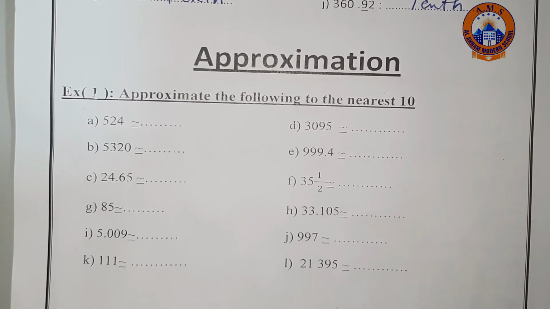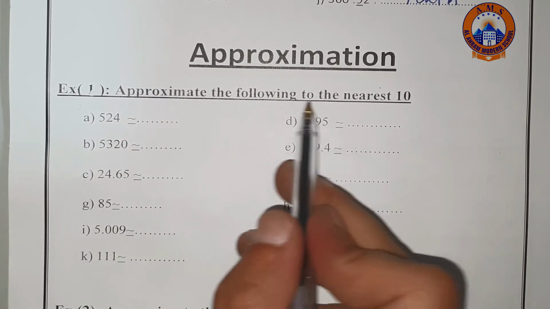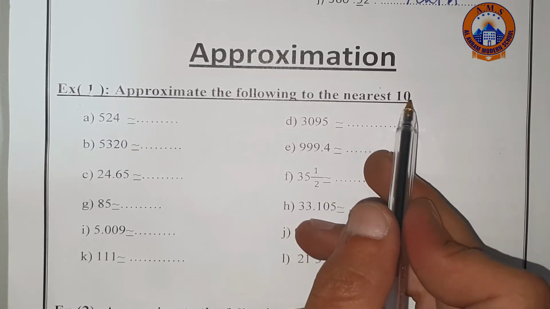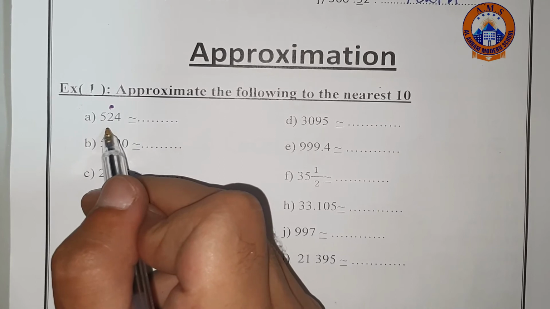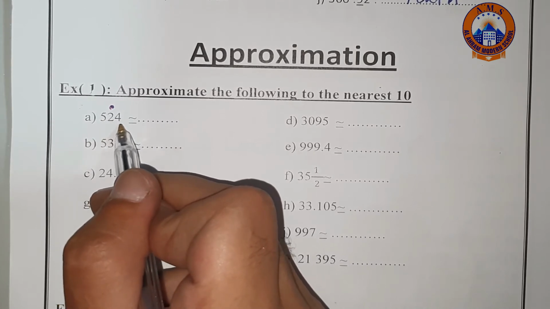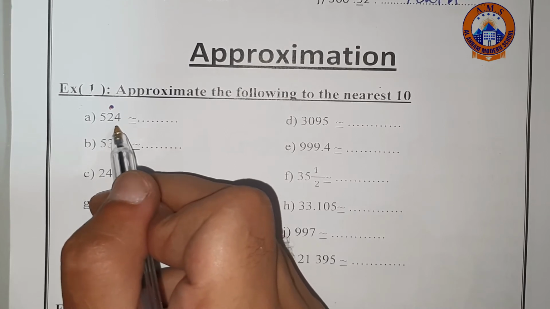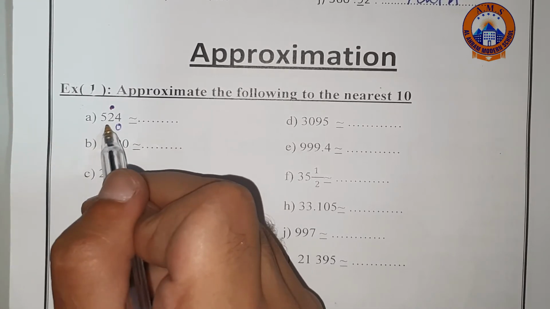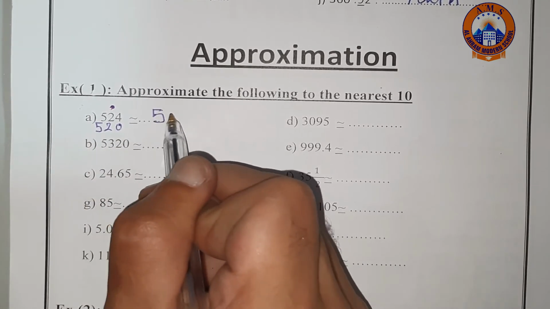Then we make a revision on approximation. We need to approximate the following to the nearest 10. The 10 digit here is the number 2, so 2 wants to be approximated. It will go to 4, and 4 is a weak number, as you know from last year. So 4 will become 0, and this 2 will still be 2, and we have 5, so it's approximately equal to 520.